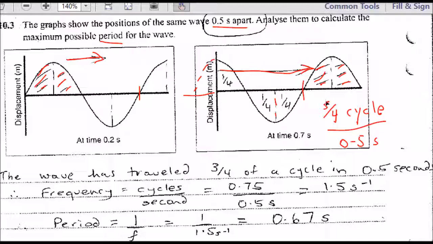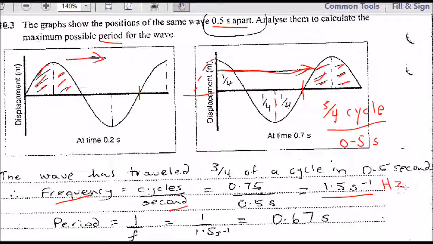So frequency, if you remember, is cycles per second. So I do my calculation. So here we go. The wave has travelled 3/4 of a cycle in 0.5 seconds. So I set up my response, which I can identify that. I can use that to calculate my frequency, which is cycles per second. So 3/4 is 0.75 of a cycle, and the time it took is 0.5 seconds. So I find here that the frequency is 1.5 per second or hertz.